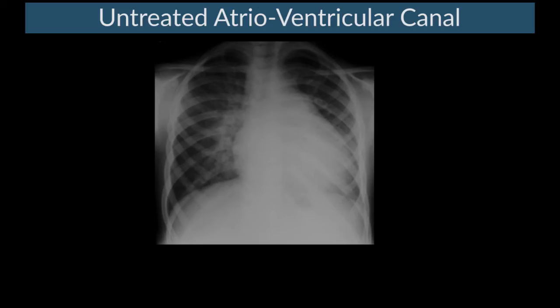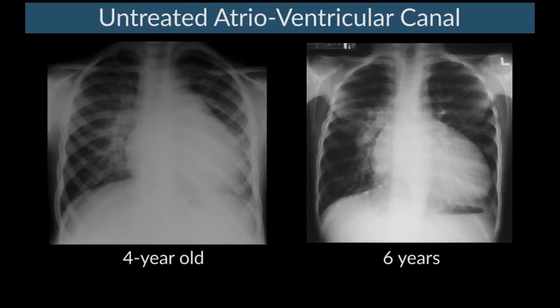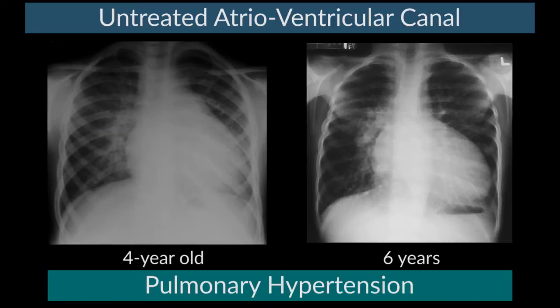It is also important to pay attention to how the pulmonary vascularity changes with time. Here is a child with an untreated atrioventricular canal who at 4 years of age has cardiomegaly and increased pulmonary vascularity. If you look at the right pulmonary artery, it is enlarged and you can see increased pulmonary vessels arising from that pulmonary artery.